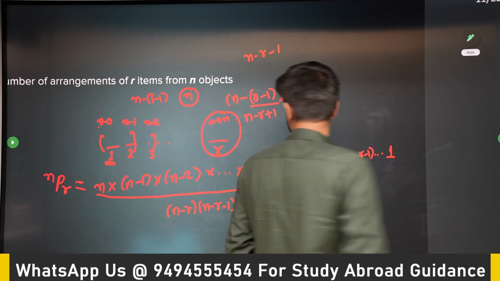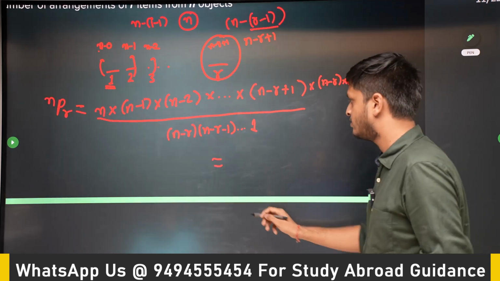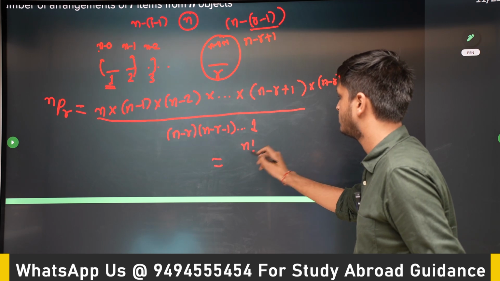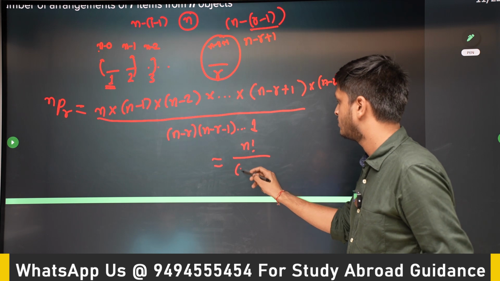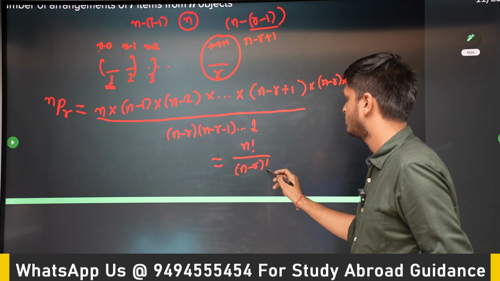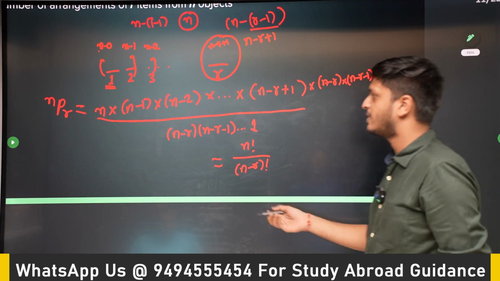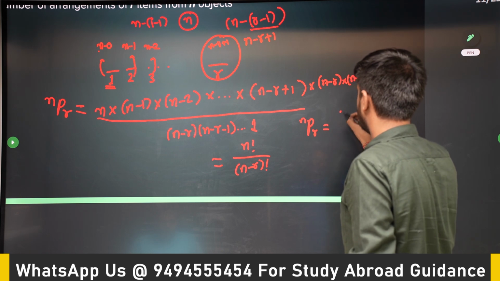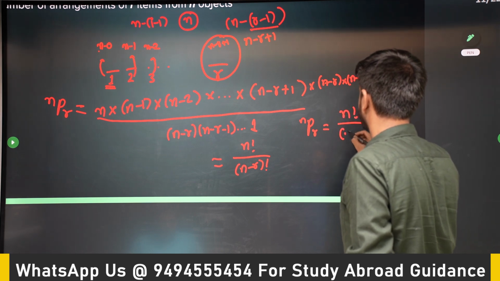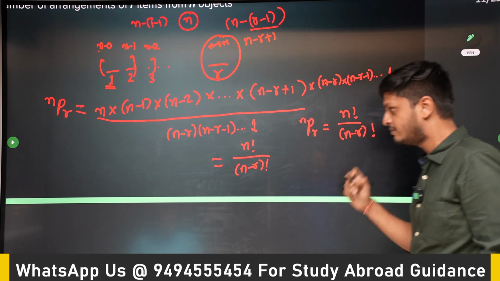Now you can see very easily that the numerator is n factorial, and the denominator is n minus r factorial, by definition. So this is what NPR is. This is the proof. NPR is n factorial upon n minus r factorial.